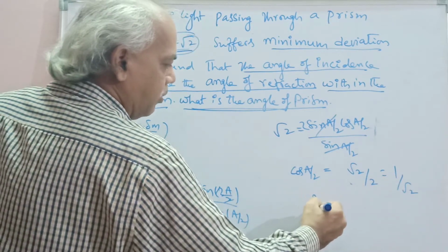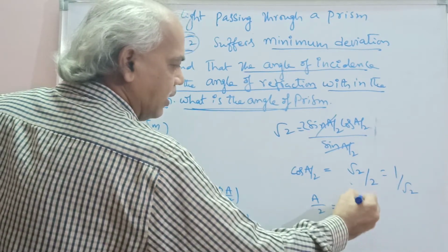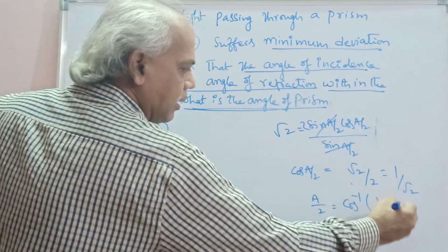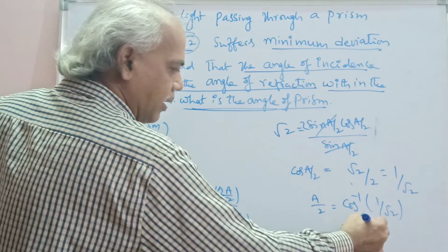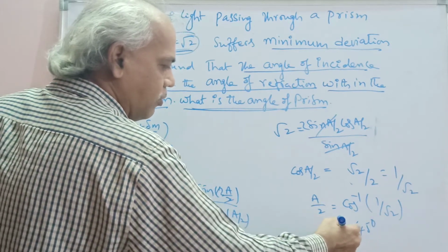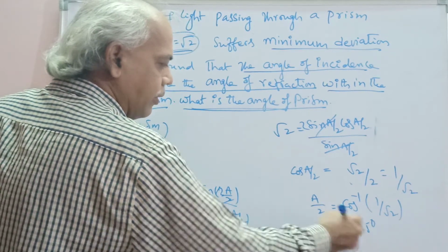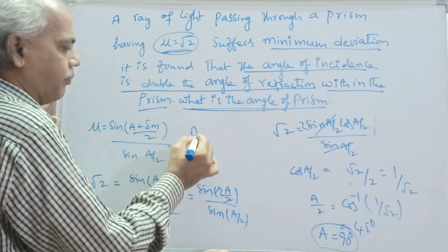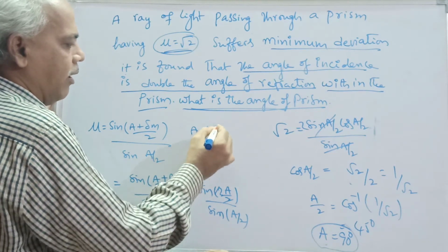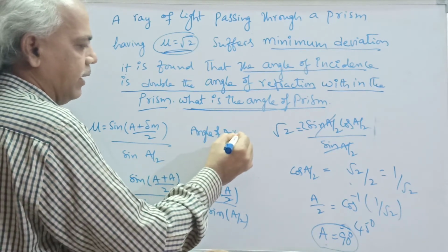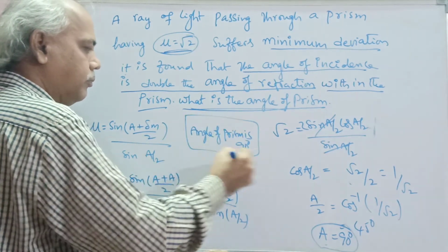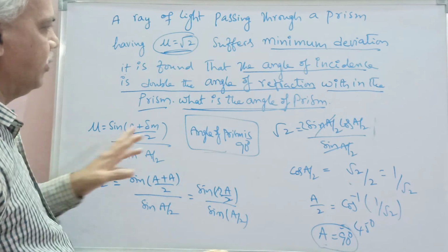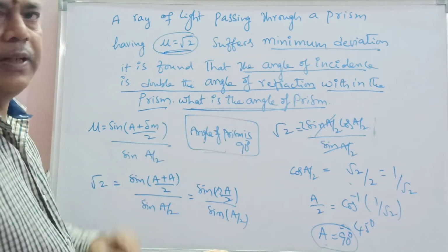So A by 2 is equal to cos inverse of 1 by root 2. That is 45 degrees. So A is equal to 90 degrees. So the angle of prism is 90 degrees. It is the answer. The angle of prism is 90 degrees.